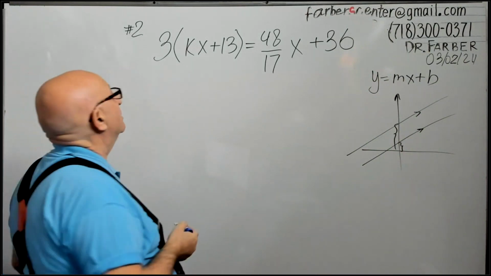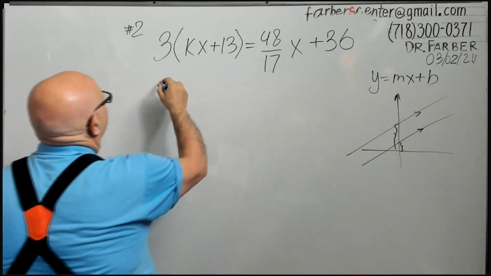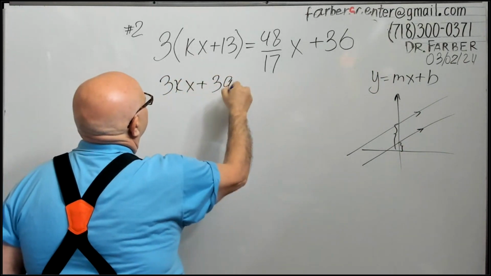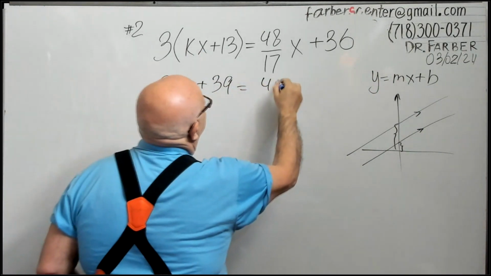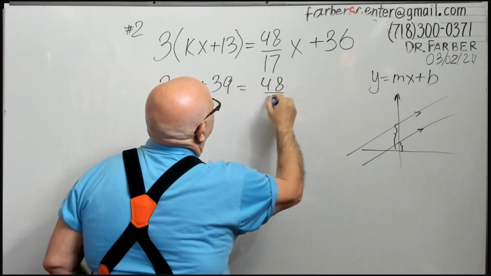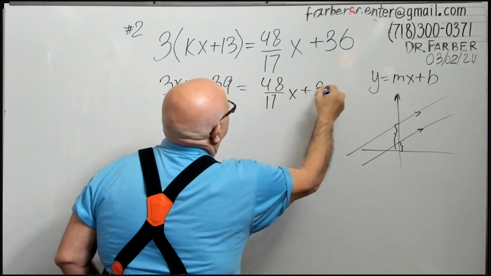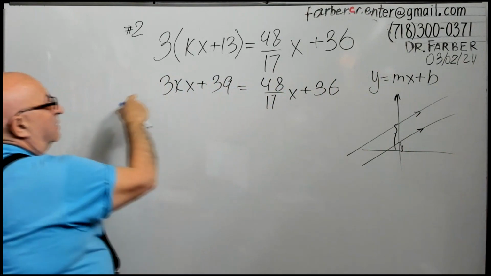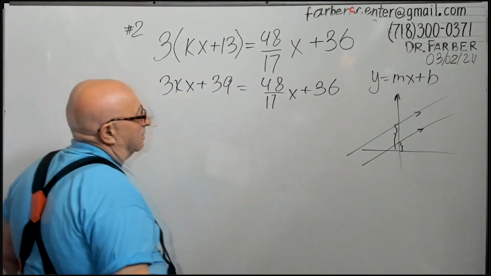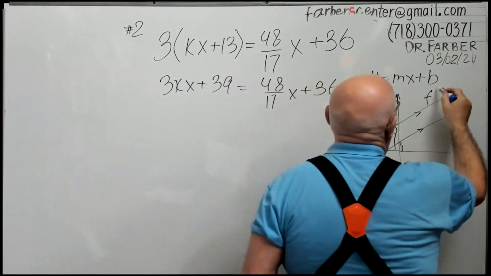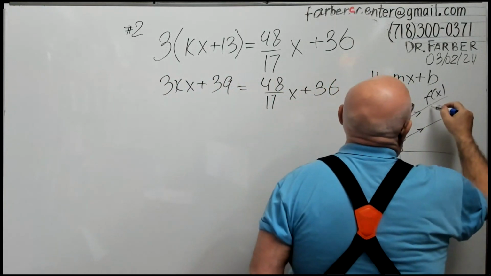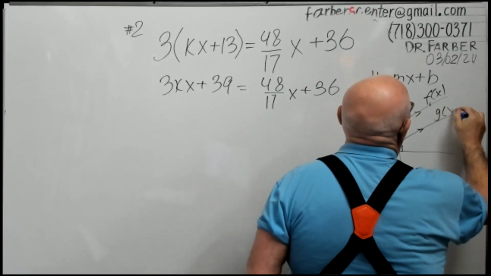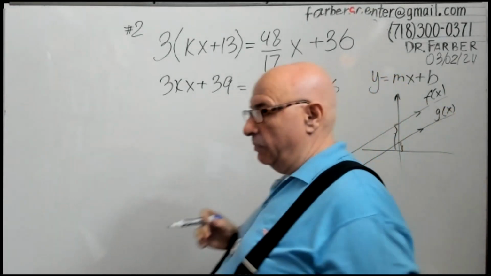And we have two lines. This line is 3kx plus 39. And this line is 48 over 17 x plus 36. There are two lines. Imagine this is y1 and this is y2. This is f of x, and this is g of x. So far, so good. Everybody understand?